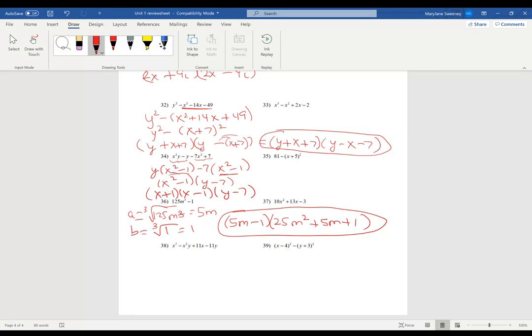And then finally, last one, 38, is another 2 by 2 grouping. We pull out the x squared, we get x minus y. We pull out the 11, we get x minus y. We pull out the x minus y, get x squared plus 11. That's it. All right, that's it for the evens.